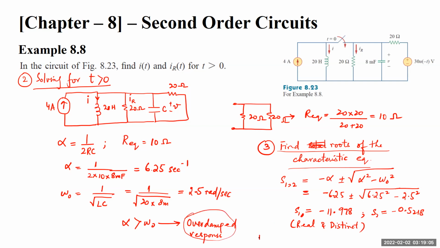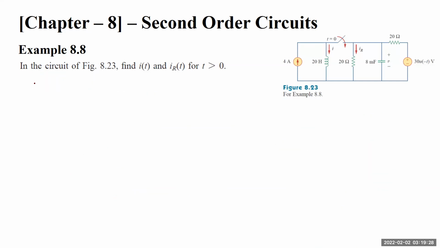So generally we can write that response as i of t equals a1 e raised to power s1t plus a2 e raised to power s2t. So this is the transient response, the initial transient response for our case. Okay, so now let's find out the steady state solve for i at time t equals to infinity.